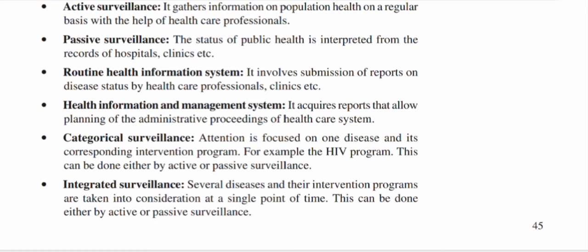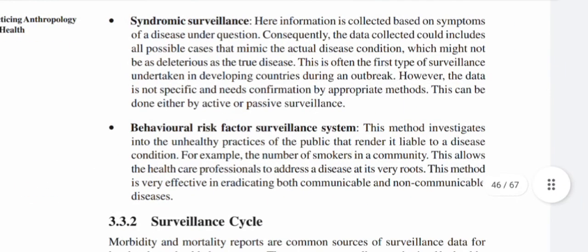Categorical surveillance. Attention is focused on one disease and its corresponding intervention program, for example, the HIV program. This can be done either by active or passive surveillance. Integrated surveillance. Several diseases and their intervention programs are taken into consideration at a single point of time. This can be done either by active or passive surveillance.